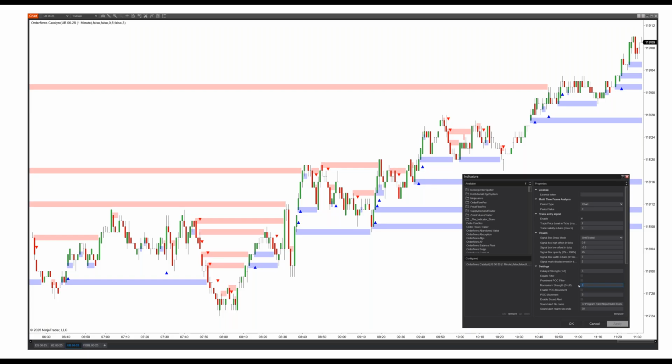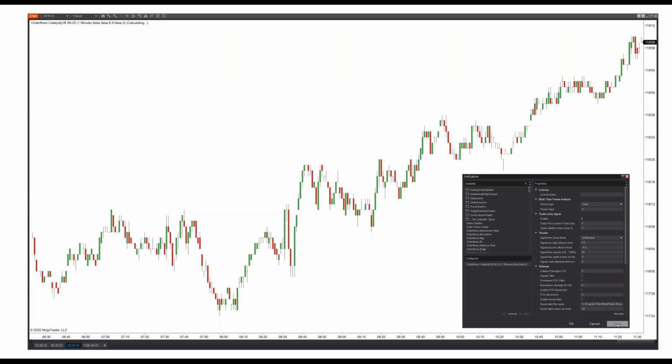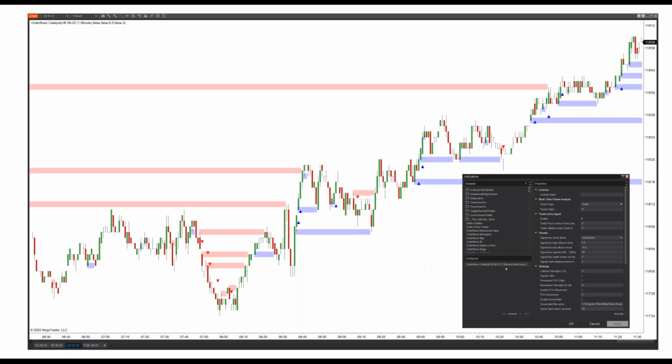Okay, you set it to 6, which is the highest setting. You can see fewer signals than you saw at 2 or when it is off. And basically it just comes down to understanding the market that you're trading.